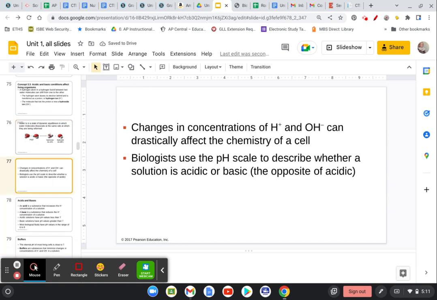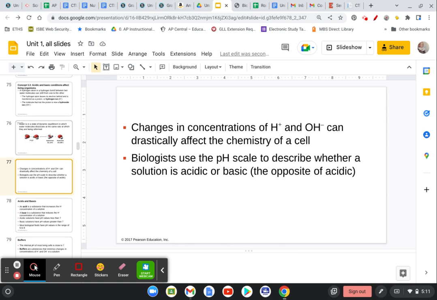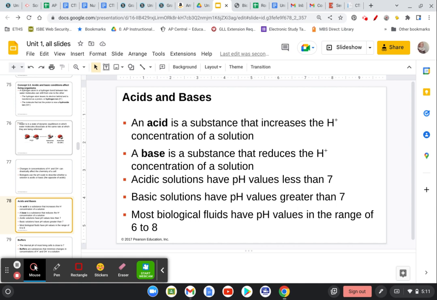So changes in the concentration of H pluses and OH negatives can dramatically affect the chemistry of a cell. And biologists use what's called the pH scale to describe whether or not a solution is acidic or basic. So let's talk about what it means to be acidic. An acid is any substance that increases the H plus concentration of a solution. And a base is a substance that reduces the H plus concentration of a solution.